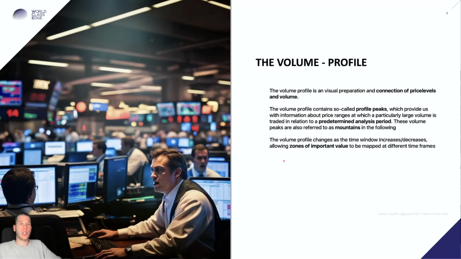The volume profile changes if you change the window or the time horizon you want to analyze. So if you increase the time horizon, of course, the zones of important value change, or the valleys and the mountains change. But the bigger the time frame, the more important those mountains and valleys are.